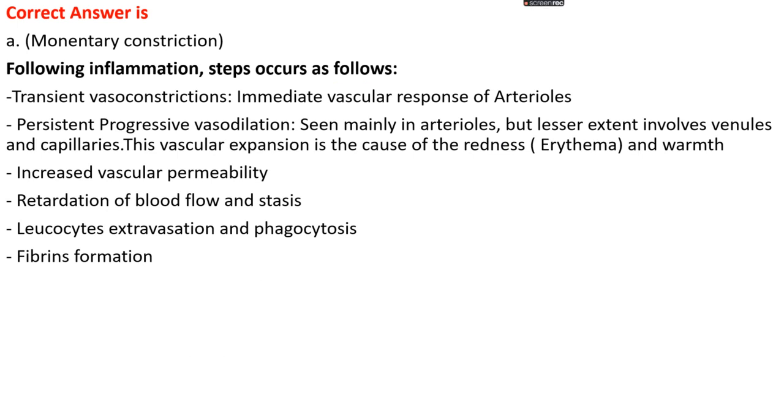After inflammation, the steps occur as follows. First there is a transient vasoconstriction, which is the immediate vascular response of arterioles to inflammation. Then it is followed by progressive vasodilation, which is mainly seen in arterioles, but to a lesser extent involves venules and capillaries. This vascular expansion is the cause of redness, erythema, and warmth. Followed by increased vascular permeability, then retardation of blood flow and stasis. Then leukocyte extravasation and phagocytosis, and last is fibrin formation.